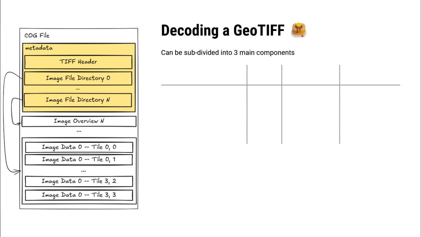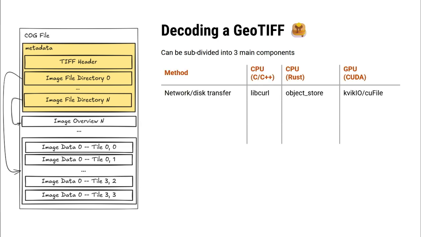Okay, decoding a GeoTIFF. A GeoTIFF kind of looks like this. There's metadata headers on the top, and then you have these image file directories, or IFDs, at the bottom. The metadata header kind of points to these IFDs somehow. You can decompose GeoTIFF decoding into 3 components. First part is you want to read the GeoTIFF from either your local disk or somewhere across the network, like an HTTP request or an S3 bucket.